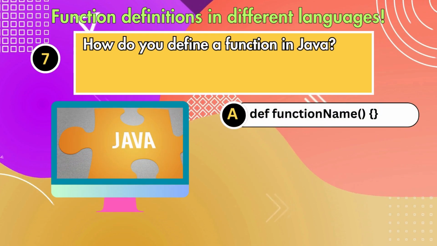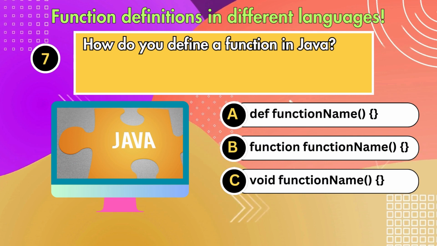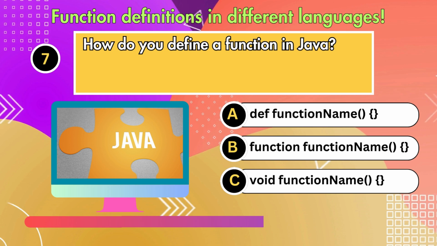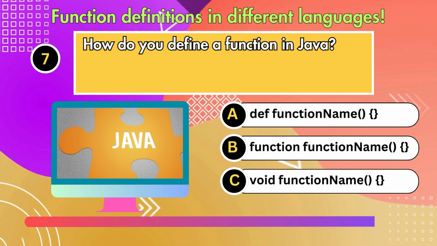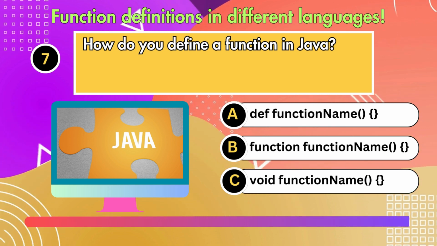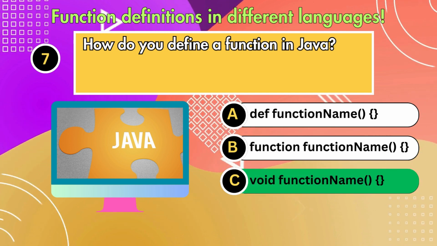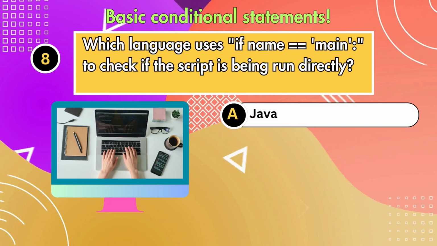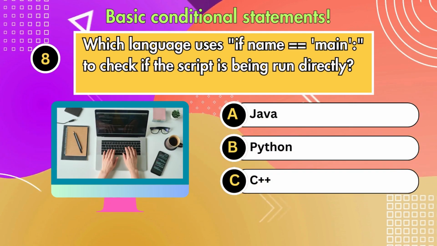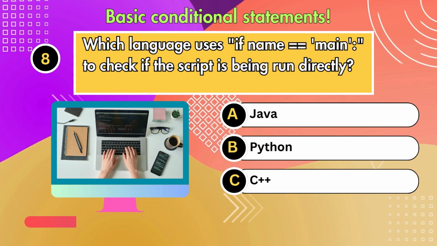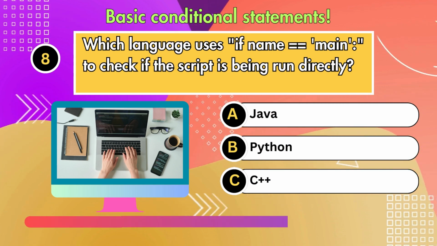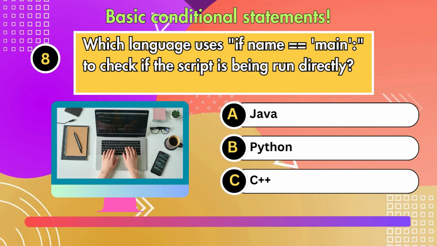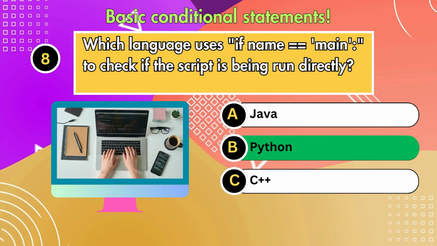How do you define a function in Java? Answer is void functionName. Which language uses if __name__ == "__main__": to check if the script is being run directly? Answer is Python.